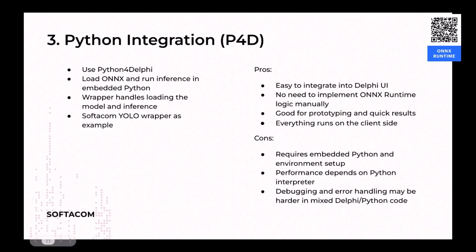The pros of this approach are the following. Faster to integrate, no need to write low-level ONNX code. Easier to use Python libraries like NumPy or OpenCV. Keeps control in Delphi. Good for real-world apps with existing logic. And cons: still depends on Python and its environment, Python pip packages. Requires Python for Delphi and some scripting knowledge. Needs good error handling to avoid crashes at runtime.